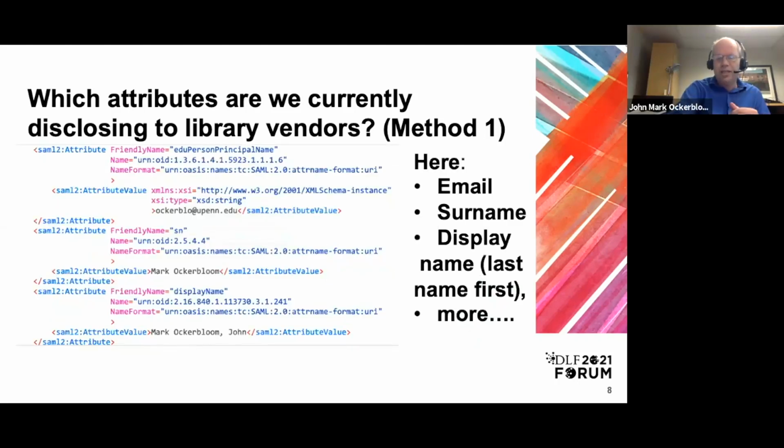And it includes information about those attributes. So in this case, this service provider is getting sent my email address and my full name. That's okay in this case because the service provider is actually our Penn COVID tracker, but it's not so okay if the service provider was a publisher, and that was what was happening sometimes.